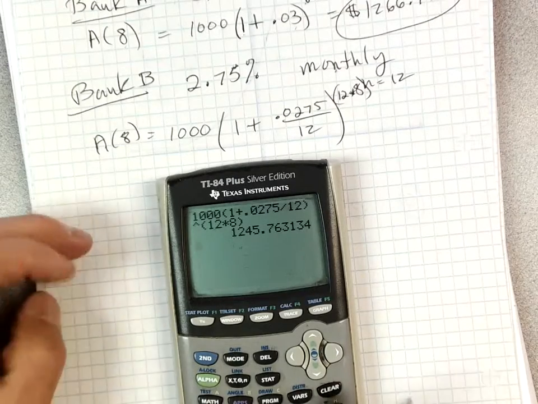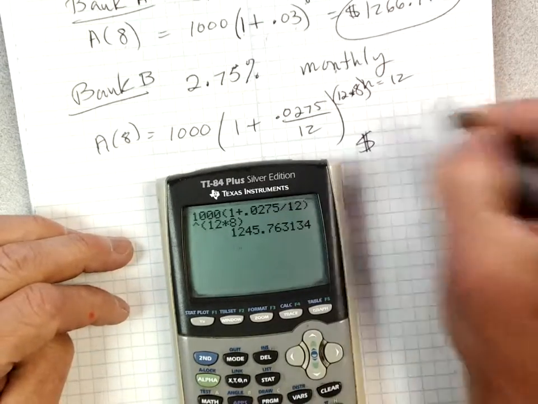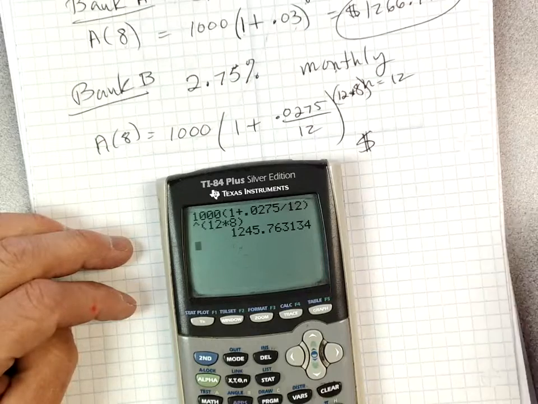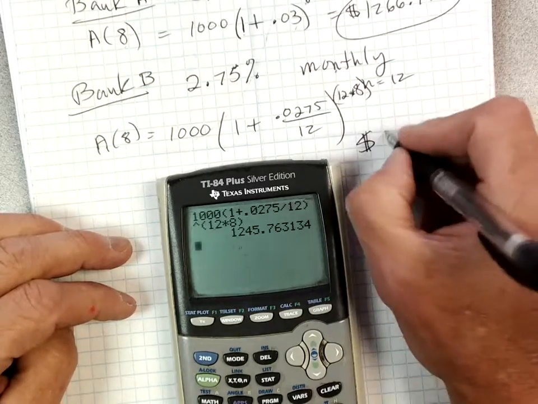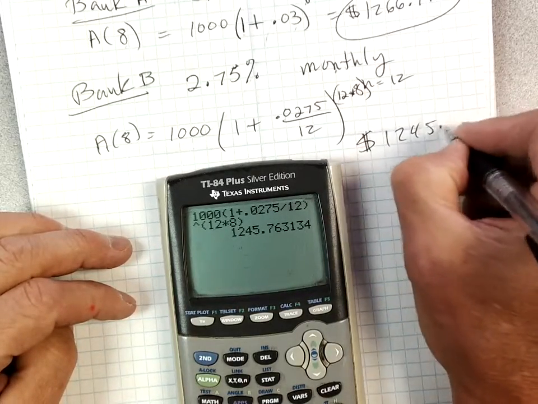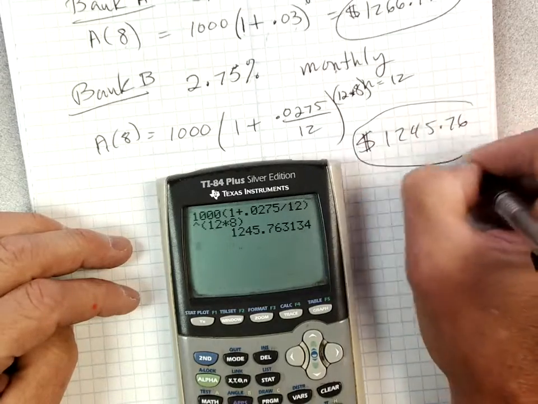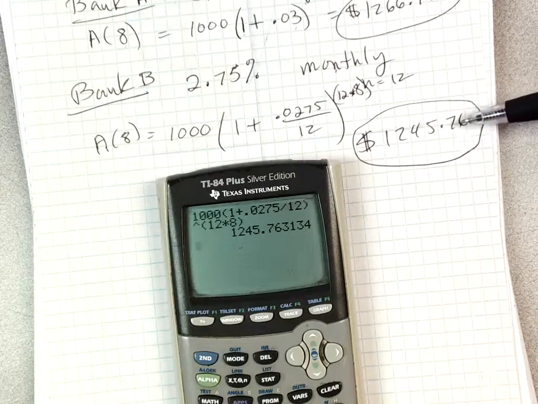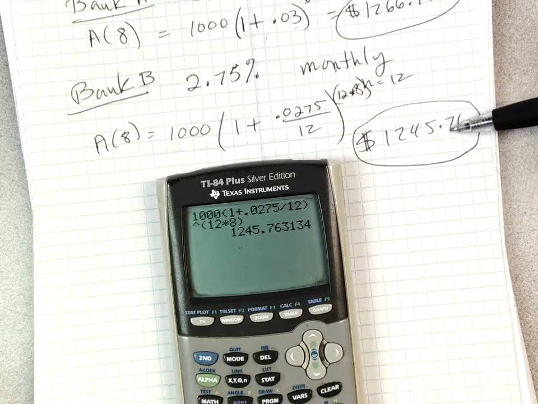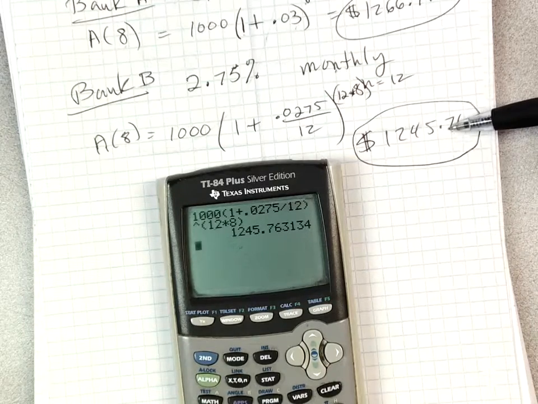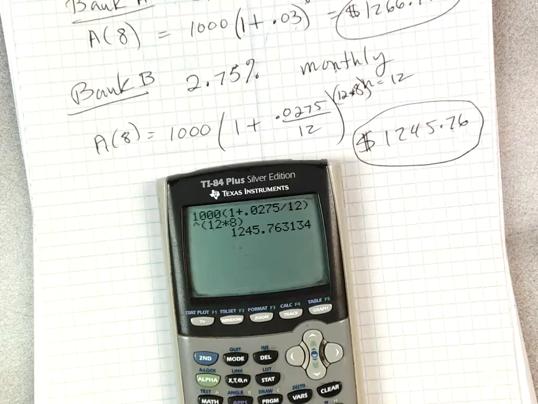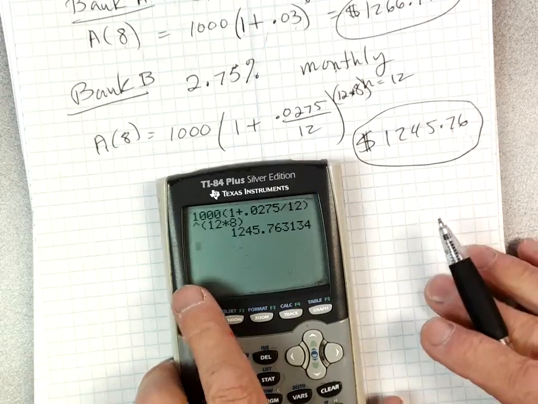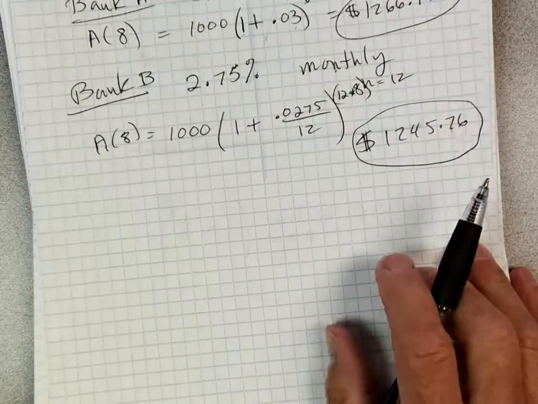All right. So if you get a really huge number or a really weird number, you didn't do it right. I mean, your number should be close. $1,245.76, okay? Even though we compounded it more, Aaron, this goes back to your question. Even though we compounded it more, we made less money, didn't we? Because the interest rate is always the most important piece in investing money, okay? Okay, let's look at Bank C.